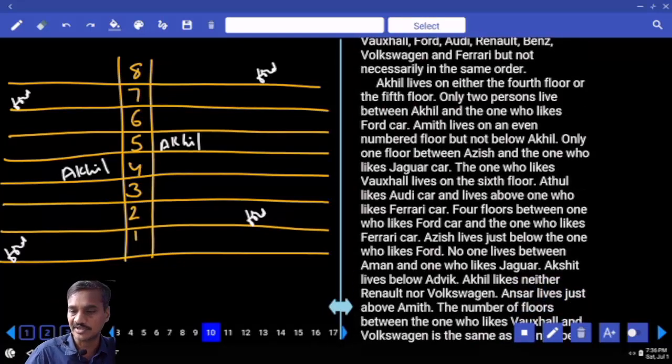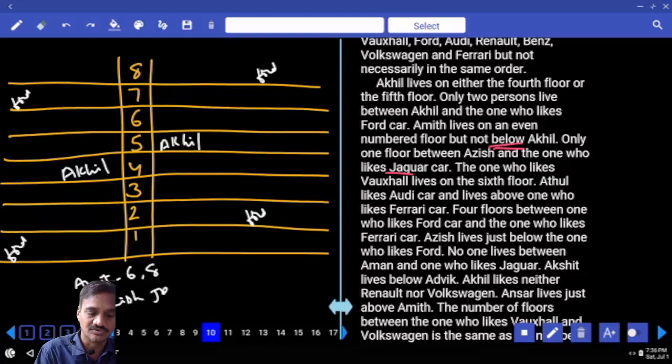Amit lives on an even number floor but not below Akhil. Amit is on an even number floor above Akhil, and Amit can be either on the sixth floor or on the eighth floor. So for Amit there are two possibilities. And only one floor between Ajish and the one who likes Jaguar. Between Ajish and the one who likes Jaguar, there is exactly one floor.